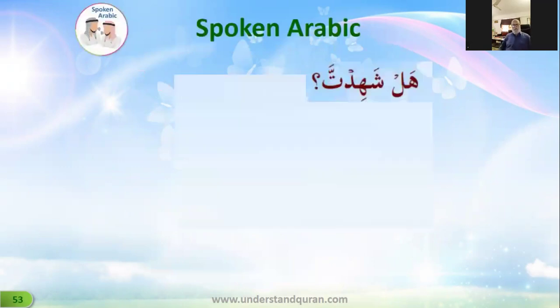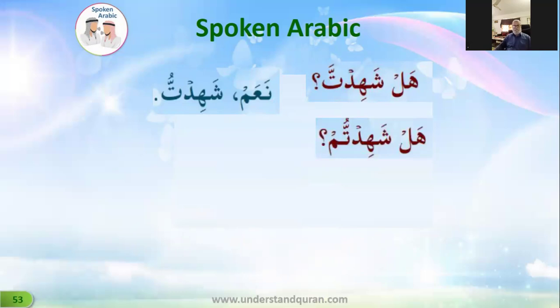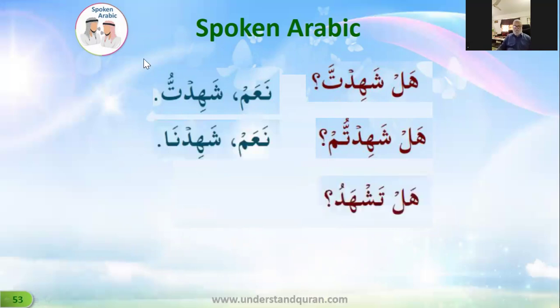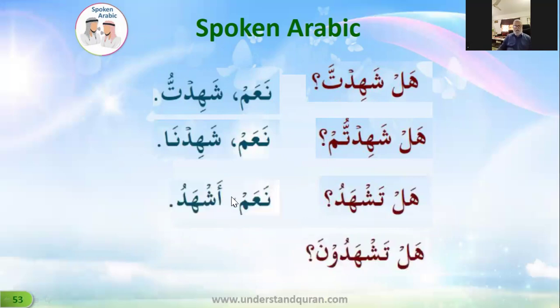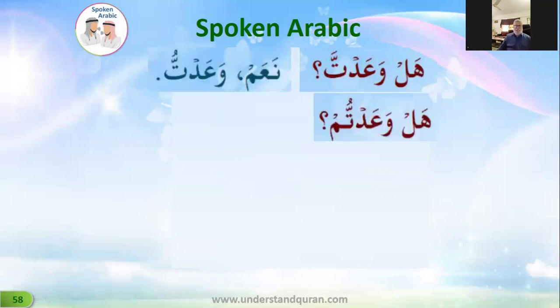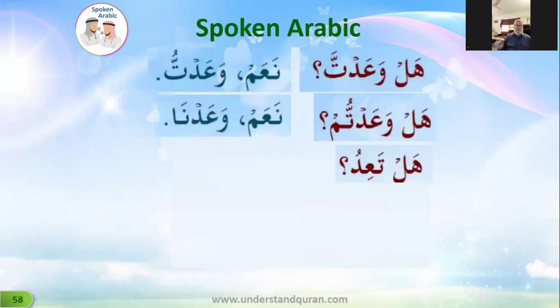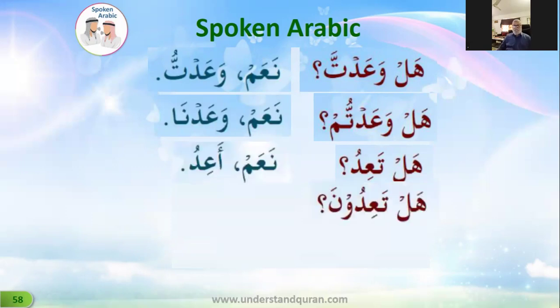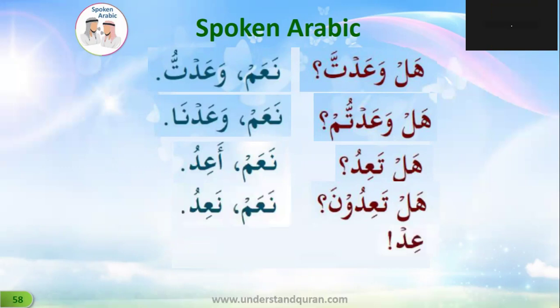Let's do a few questions. Hal shahidta? So what will be the answer? Na'am shahidtu. Hal shahidtum? Na'am shahidna. Hal tashhad? The next is Hal tashhadun? Na'am ashhad. Hal tashhadun? Na'am nashhad. Okay. Hal wa'adta? Na'am wa'adtu. Hal wa'adtum? Na'am wa'adna. Hal ta'id? Na'am a'id. Hal ta'idun? Na'am na'id.